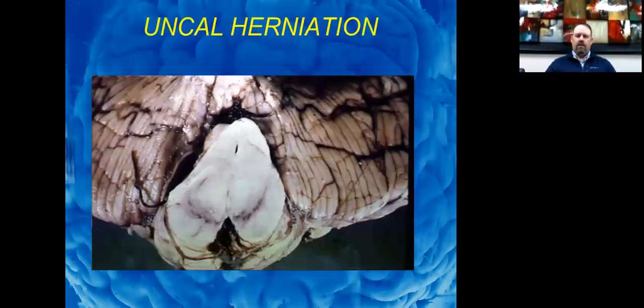This is the effect of an uncle, and this is the bad uncle, the guy you don't want around at your Thanksgiving or Christmas holiday. Just a little joke. The uncal herniation is distortion of the midbrain due to the herniation of the medial temporal lobe structures, and compresses on the midbrain and also down through the foramen magnum.